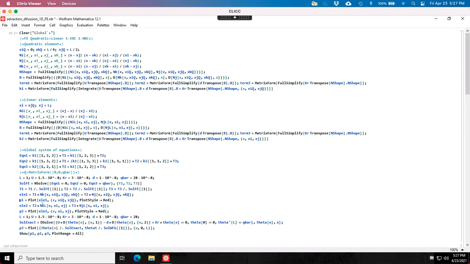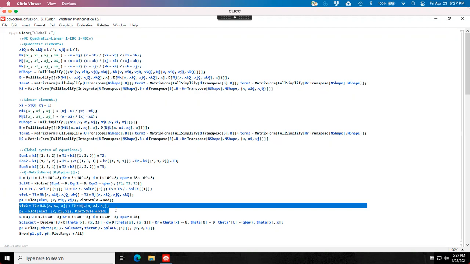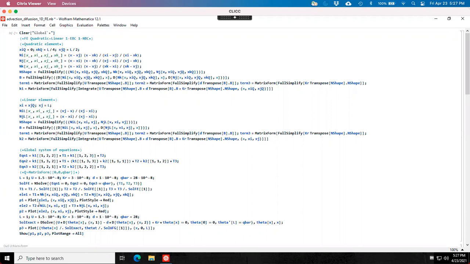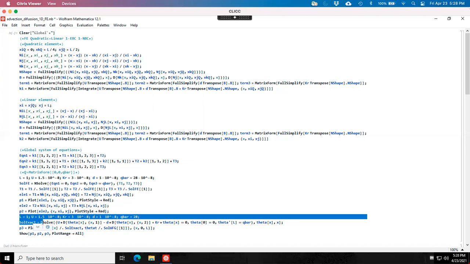All right, so now we can plot the solution for element one, and we do a similar thing for element two. Different from element one, in element two you can see that we have the contribution of both shape functions Ni and Nj, because both nodes are active in this element. So again, I define P2 as the plot related with element two. Now these next two lines are just for the exact solution, to be able to plot it.